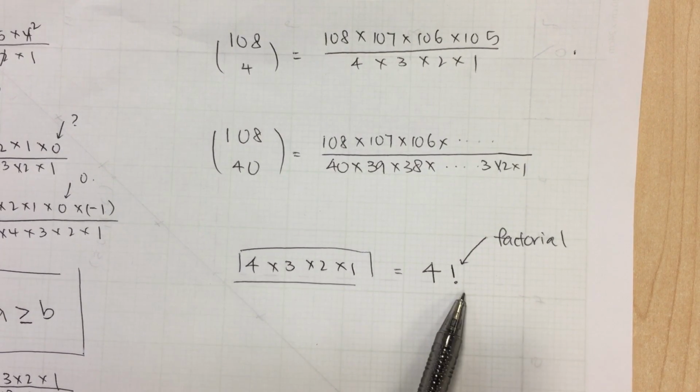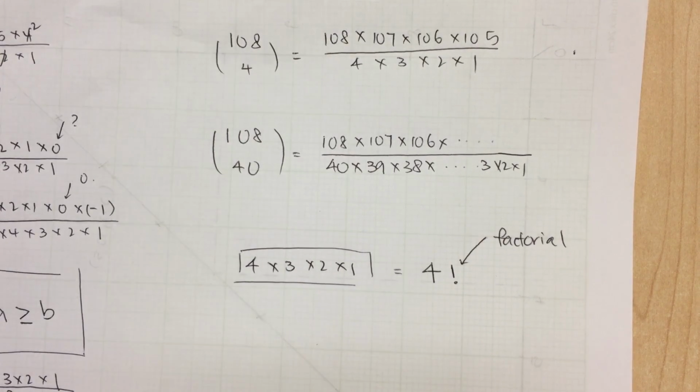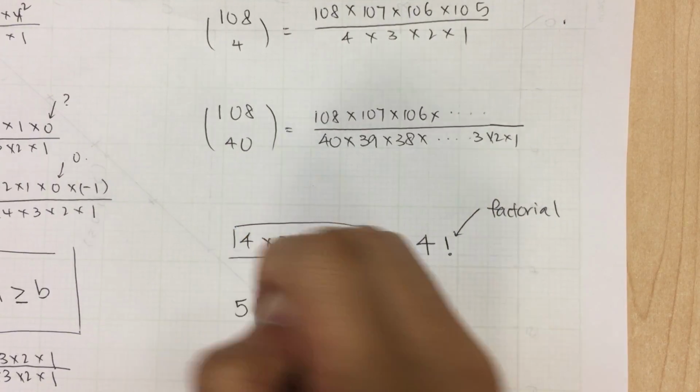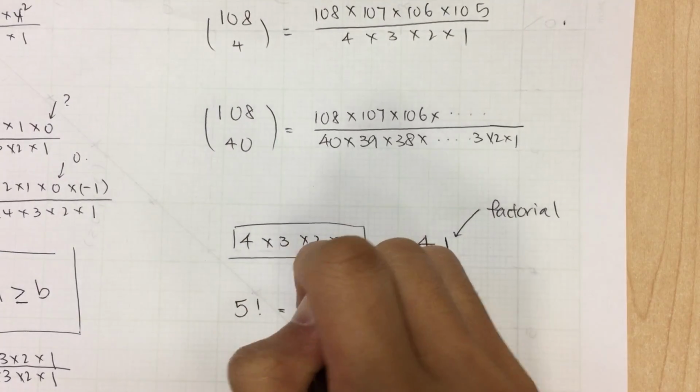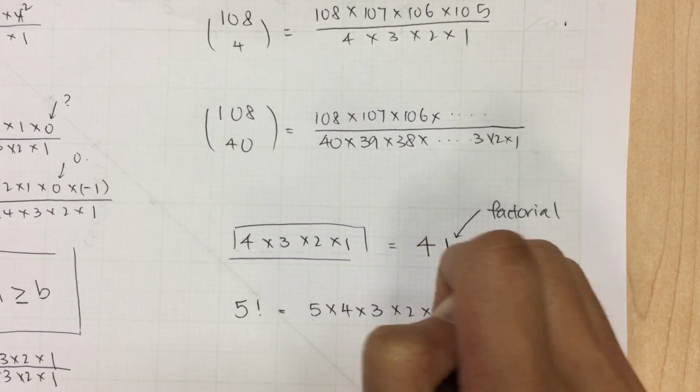Okay, it's not an exclamation mark in the English sense. It's an exclamation mark telling you that I will multiply by all the numbers that go all the way down to 1. So as an example, 5 factorial is going to be 5 times 4 times 3 times 2 times 1.